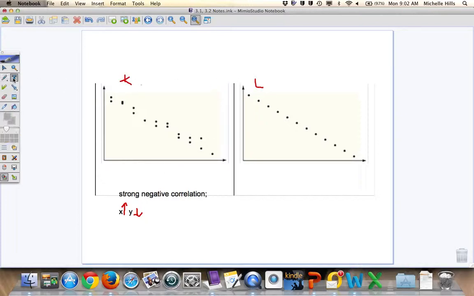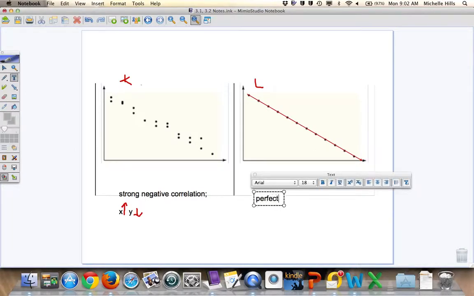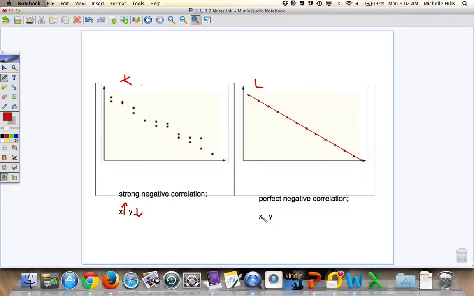And for L, it's another perfect one. If I were to draw that line of fit through those points, they are perfectly linear. So this is perfect negative correlation. And any negative correlation, as x gets larger, y gets smaller.